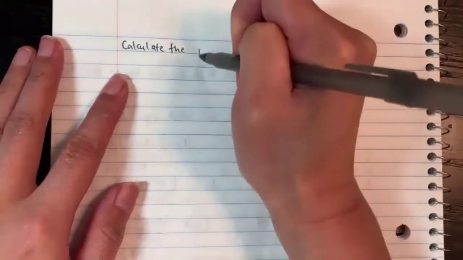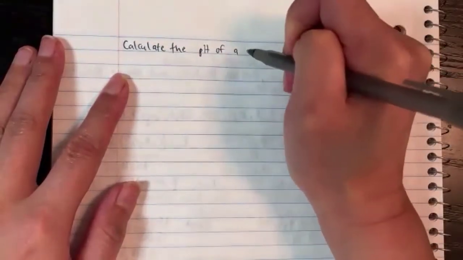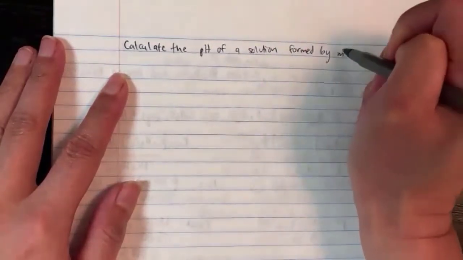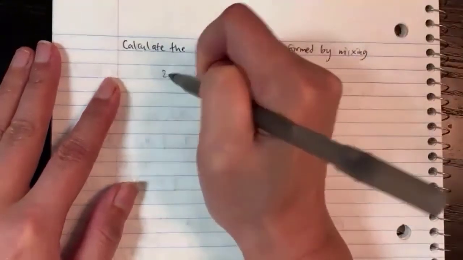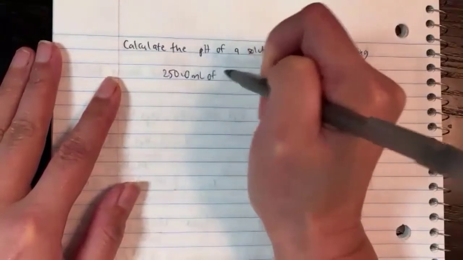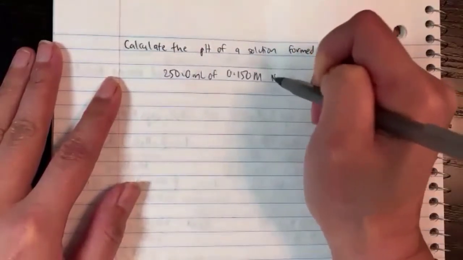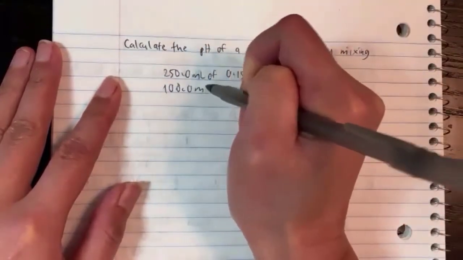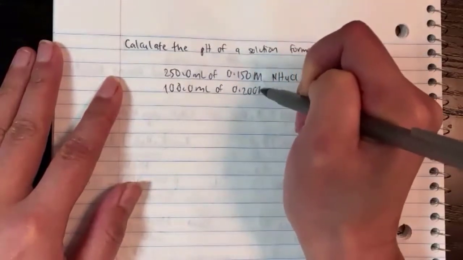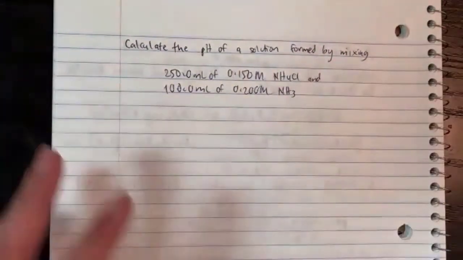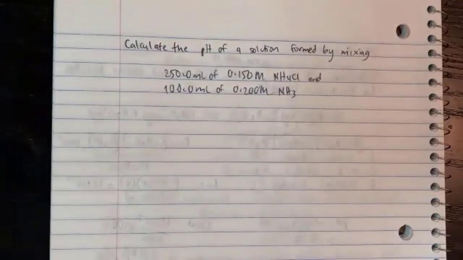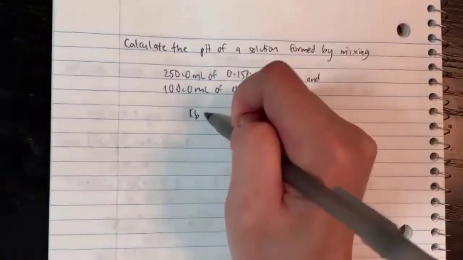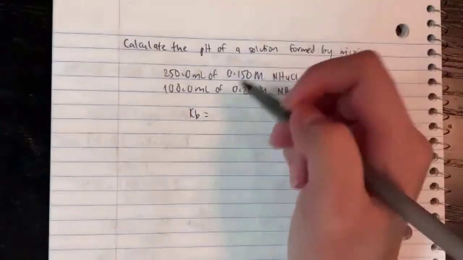Calculate the pH of a solution formed by mixing 250 mils of 0.150 molarity NH4Cl and 100 mils of 0.2 molarity ammonia. Now, this question is a little bit different from the one we just had. We'll give you the Kb of ammonia in this case, okay?